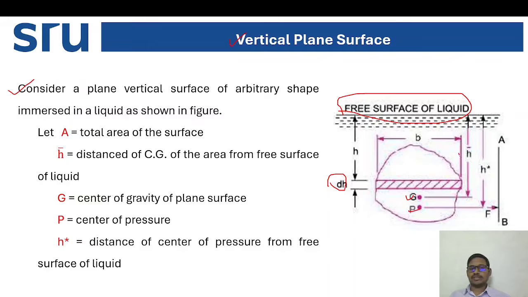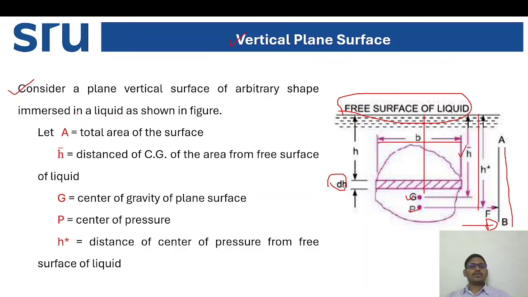Now h bar is nothing but the distance of the center of gravity of the area from the free surface, and h star is nothing but the distance of the center of pressure from the free surface of the liquid, and this is called B, the width. And this is the A to B section, and the force is acting this side, and dh is a small strip we have taken.